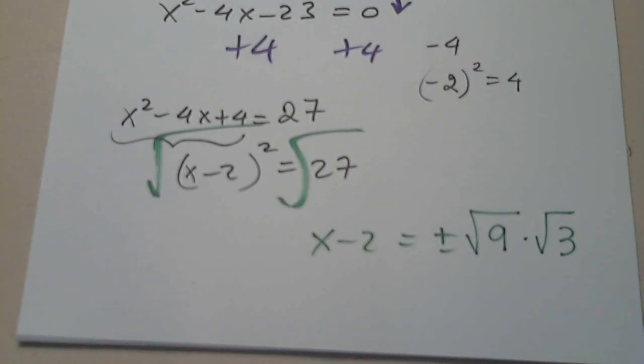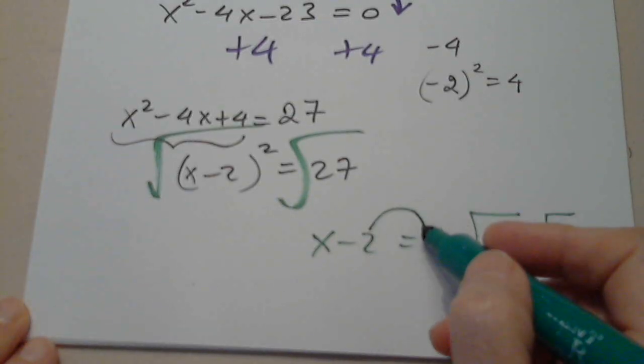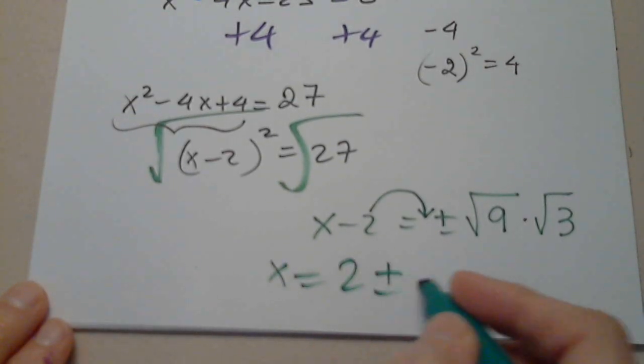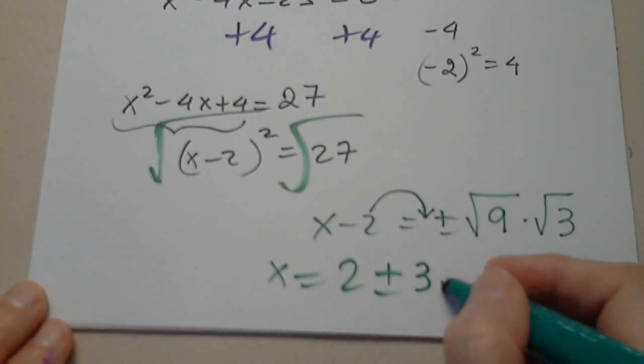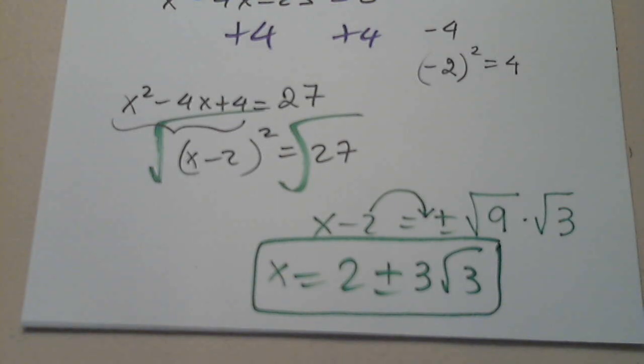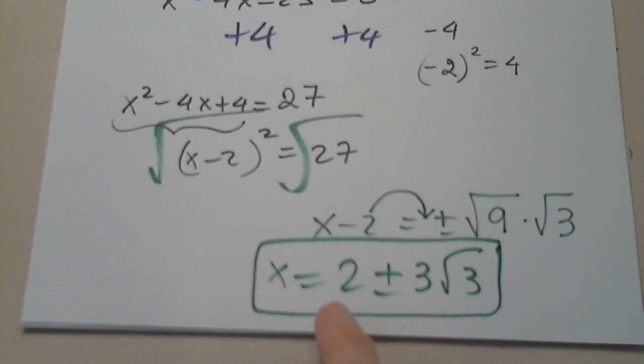And the square root of 9 is 3. And I move 2 right in front of the plus or minus. So x equals 2 plus or minus 3 square root of 3. Please remember that Pearson will ask you to put this in with a comma. They don't have, I think, the plus or minus sign. So they ask you to put in 2 plus 3 square root of 3, comma, 2 minus 3 square root of 3.